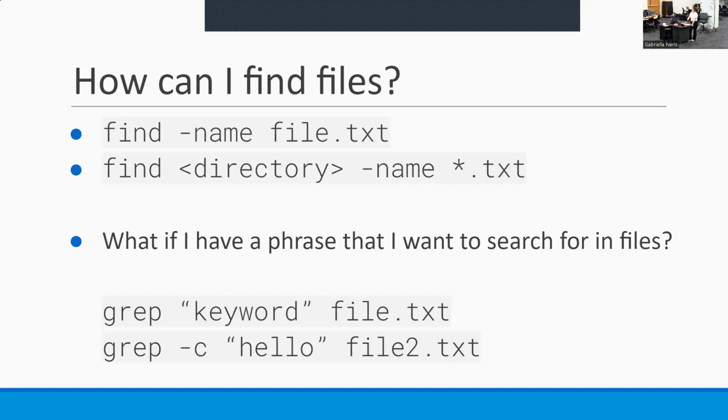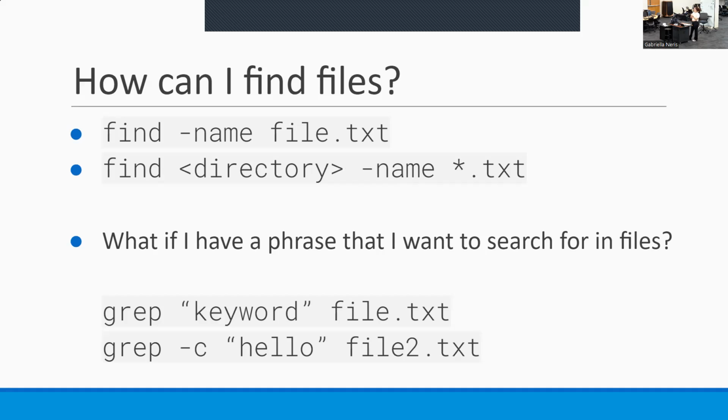But here, if you want to find a simple file.txt, you're going to use find -name, and then you put the file name. If you know the directory and you want to find all files with the same extension, you're going to do find with the name of the directory and use the same -name argument and do *.txt. *.txt is a sort of regex, which is a regular expression that you'll learn about soon. But star basically says everything that matches this file extension, we want to find it.